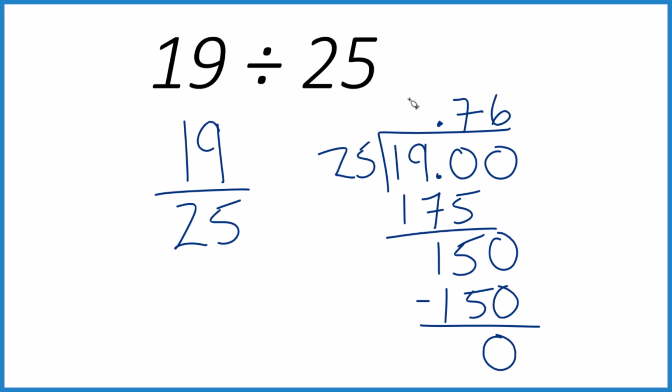So let's put a 0 up here just so we don't forget about that decimal point. When you divide 19 by 25, you get 0.76. If you multiply 0.76 times 25, you get 19.